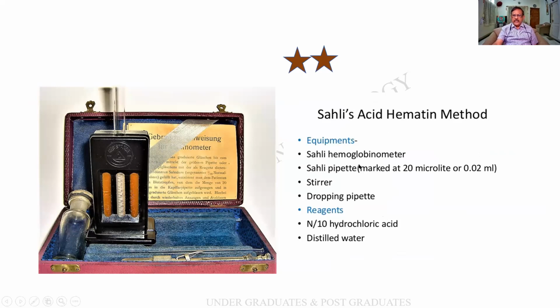So the equipment is a Sahli's hemoglobinometer. You have got a Sahli pipette. A stirrer will be there generally, and after removing the stirrer, we should take the reading. And there will be a pipette for dropping, N/10 HCl, and distilled water for dilution.